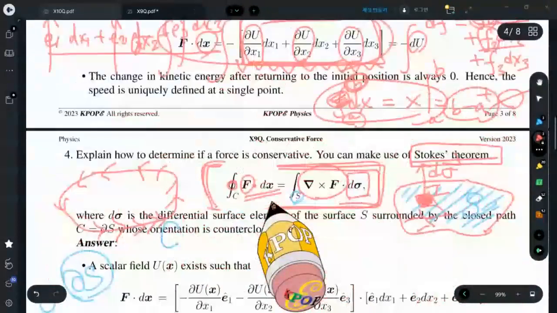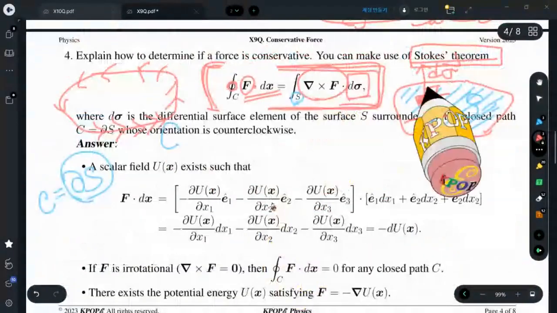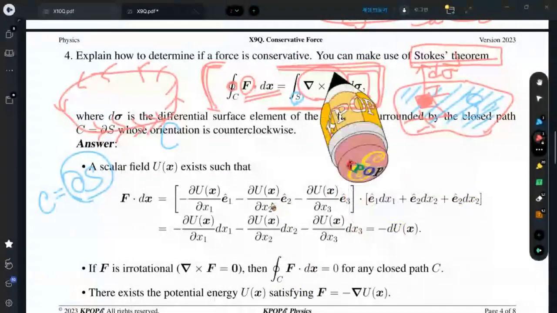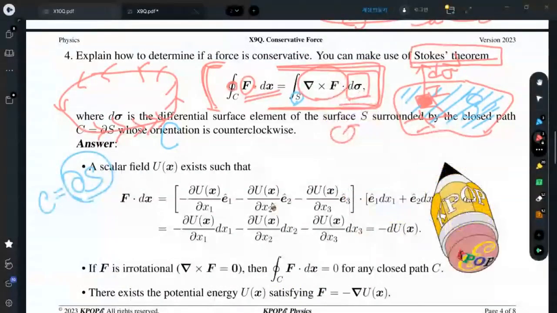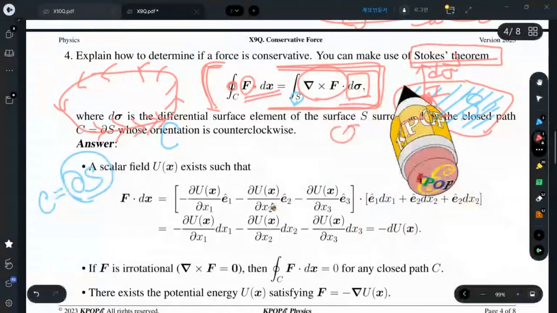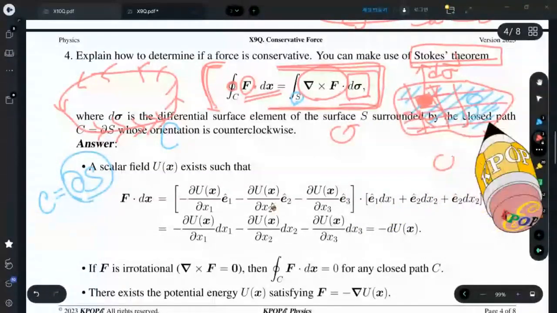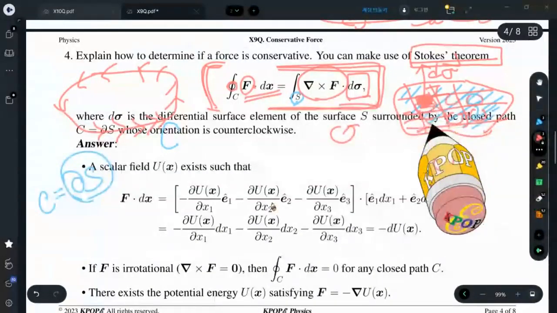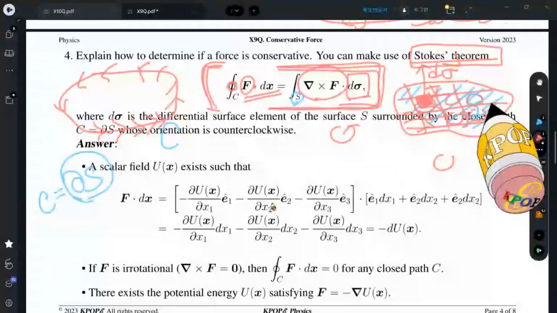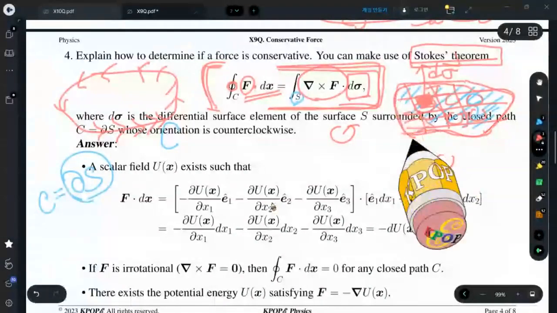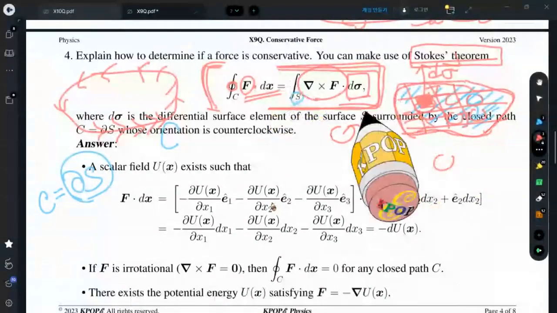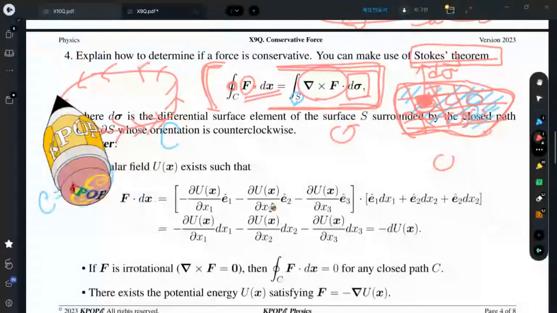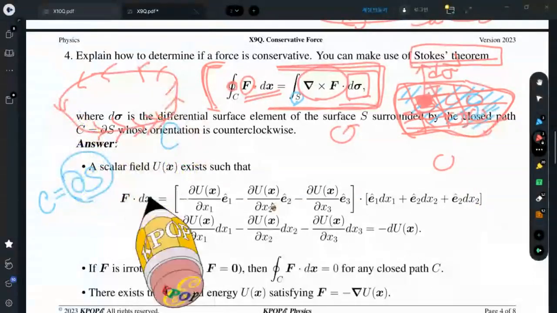The curl is not vanishing only if this vector field is rotating. So if I divide the region into many pieces, the contributions cancel in the middle and only the boundary is left. Therefore, this right-hand side surface integral collapses into a line integral along a closed path.